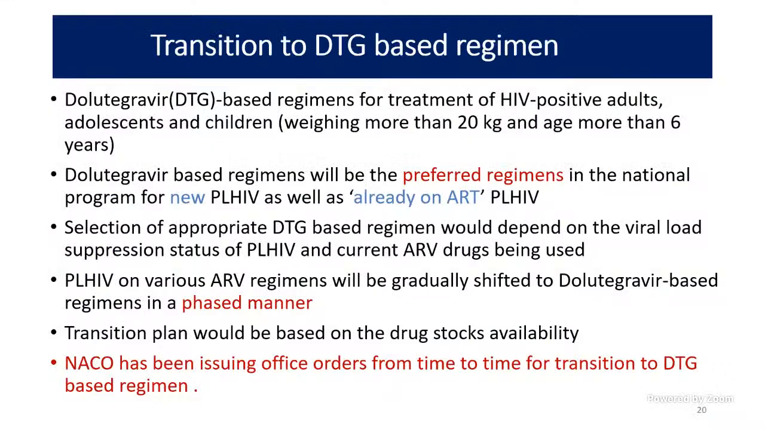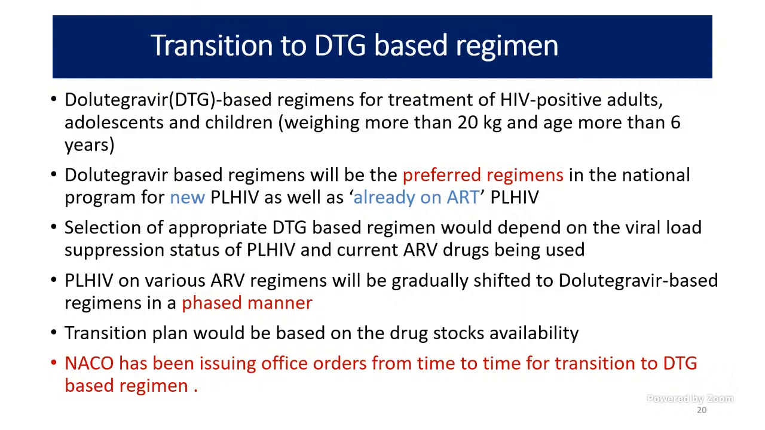line regimens. Now this transition, DTG-based regimen for treatment of HIV-positive adults, adolescents, and children, we know. For children, DTG is being given only to those who have a weight of more than 20 kg and age more than 6 years. Those are the children who are eligible for DTG.